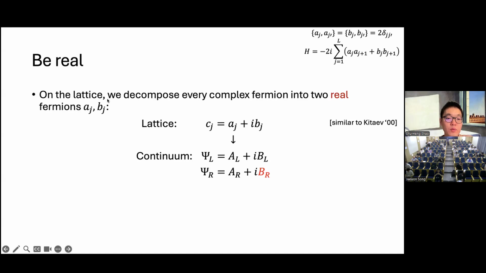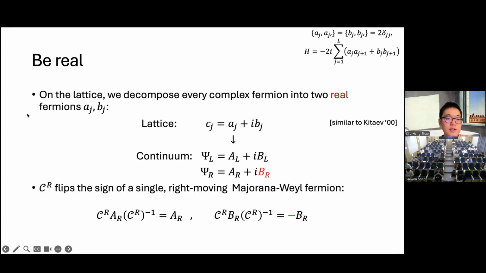In the continuum, we also decompose the left-moving Dirac fermion into two Majorana-Weyl components. And similarly, the right-moving Dirac fermion decomposes into two Majorana-Weyl components. So in total, you have four Majorana-Weyl fermions, A left, B left, A right, B right. In the charge conjugation symmetry, flip the sign of only BR, right? Because C tries to take psi R to psi R dagger. And to achieve that, you flip the sign of its imaginary part.